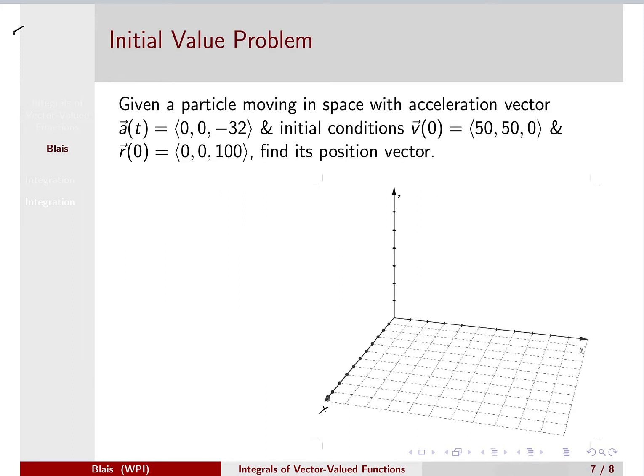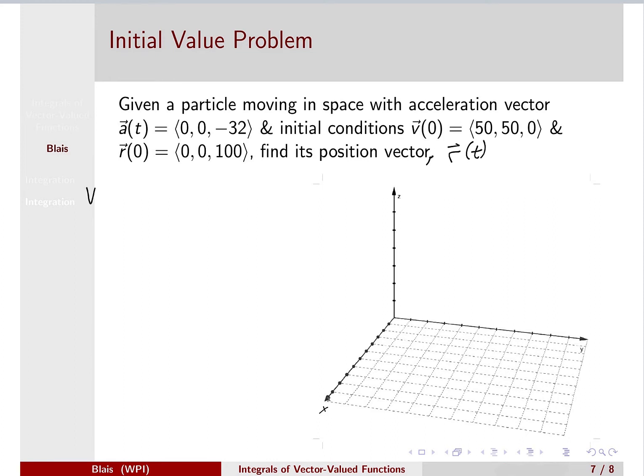We can also construct initial value problems, because just like we have in single variable calculus, if we integrate, we come up with an arbitrary constant, and we need initial values to tie those down. So in this case here, we are given an acceleration vector, an initial condition on the velocity, an initial condition on the position, and we want to find that position vector r of t.